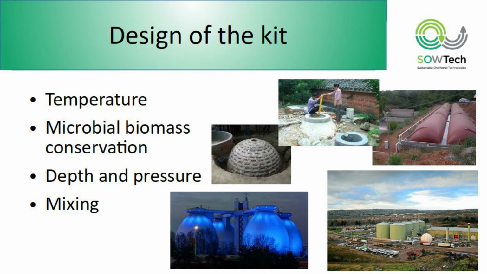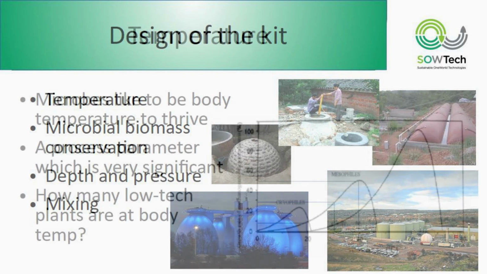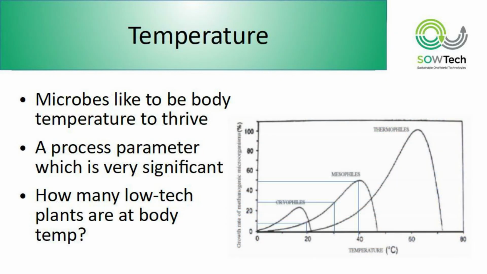The design of the kit or the plant will affect factors such as temperature, microbial biomass, depth and pressure, and mixing. I alluded to AD in nature being found in a wide variety of habitats, cold, warm and hot. Bug cultures evolved to live in these particular natural conditions, so they have different optimum performances at different temperatures, as this graph illustrates. Most managed AD plants operate at a mesophilic temperature.